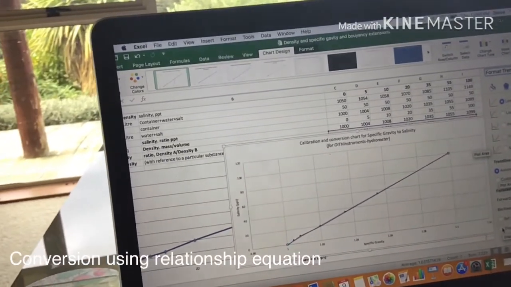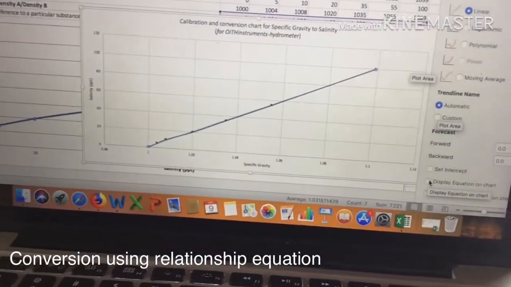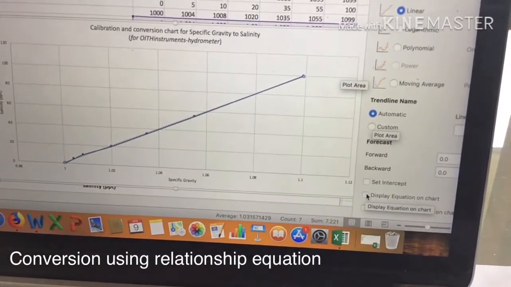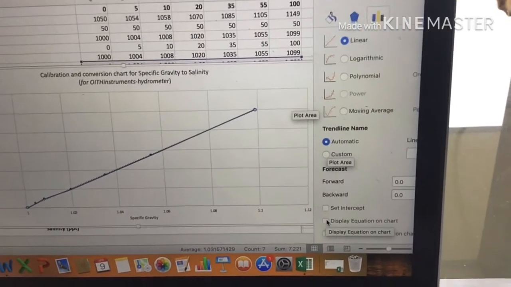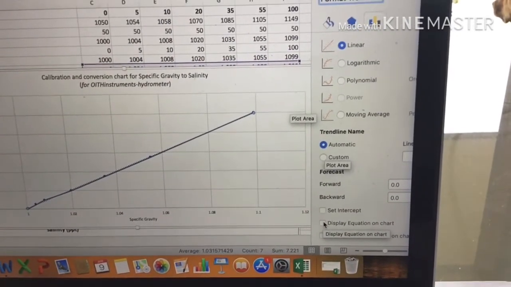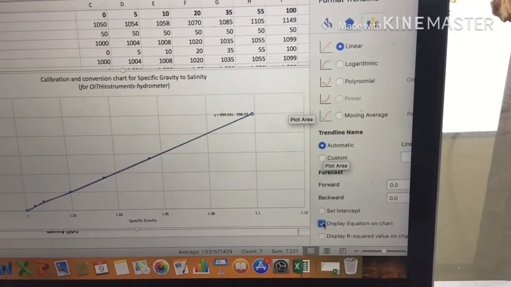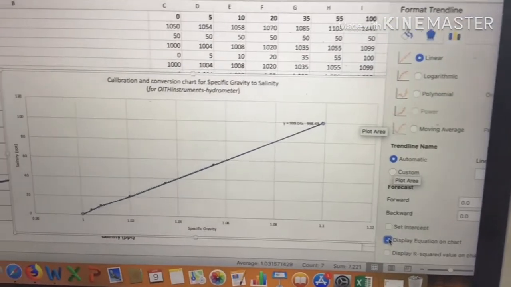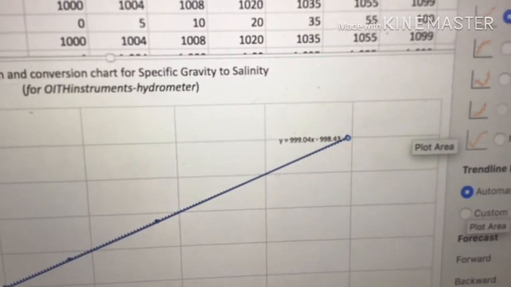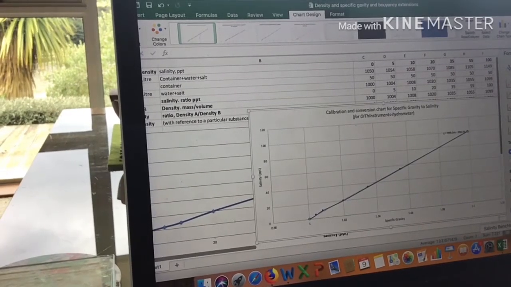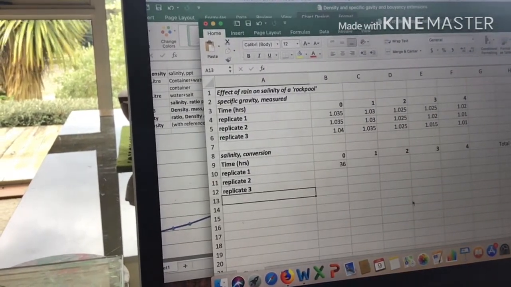Another, probably more advanced way to do the conversion is to take your graph, graph a linear regression line, and then click on show the equation. Get the equation for the graph up on your conversion graph, and then when you've got that, copy it. When you've copied it, you can paste it onto your experimental spreadsheet.